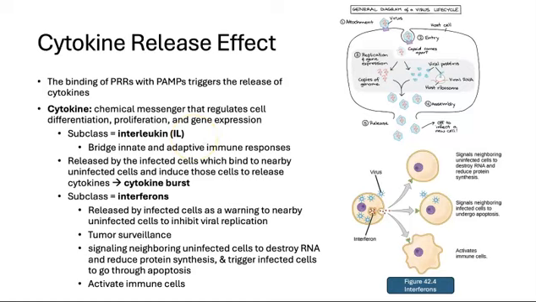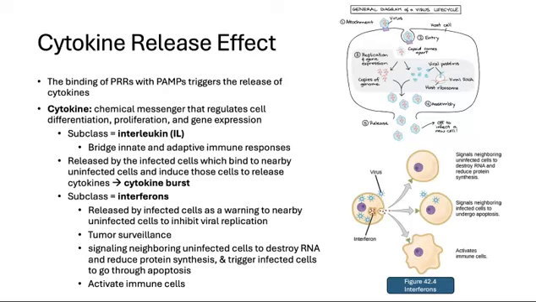Now you may be wondering, where are these cytokines released from? It's the infected cells that can release them, although we can also have immune cells release some cytokines, but they travel from the infected cells and go over to uninfected cells and induce those cells to release cytokines. And so, as you can imagine, we have lots of cytokines being released everywhere, and that is called a cytokine burst.